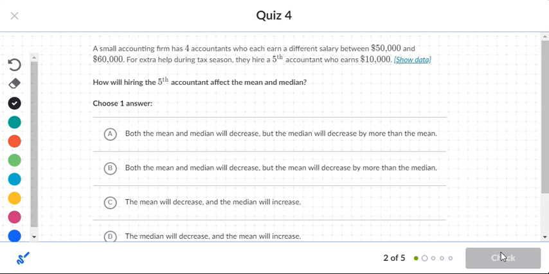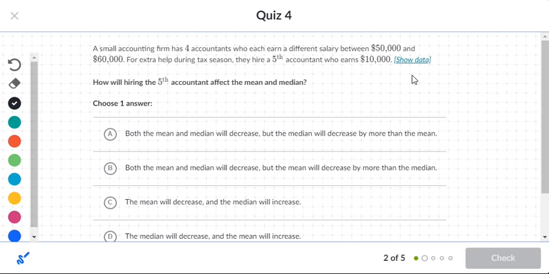A small accounting firm has 4 accountants who each earn different salaries between 50 and 60,000. For extra help during the tax season, they hire a 5th accountant who earns 10,000. How will the hiring of the 5th accountant affect the median and the mean?